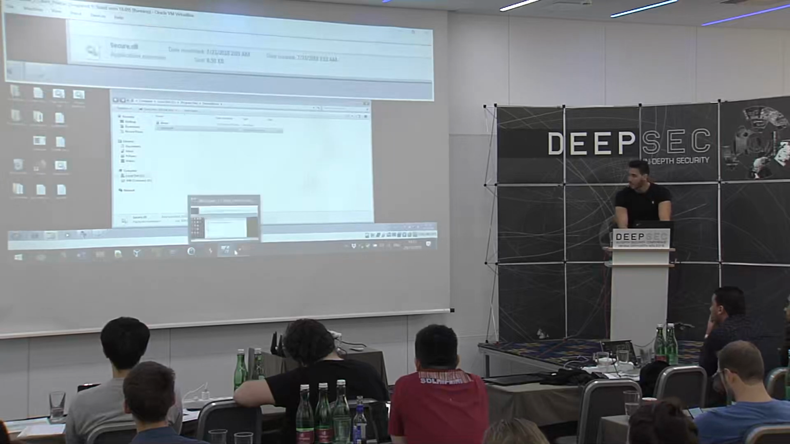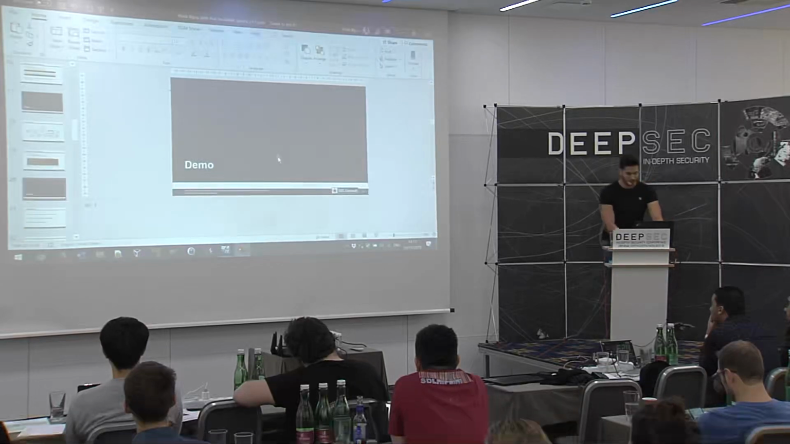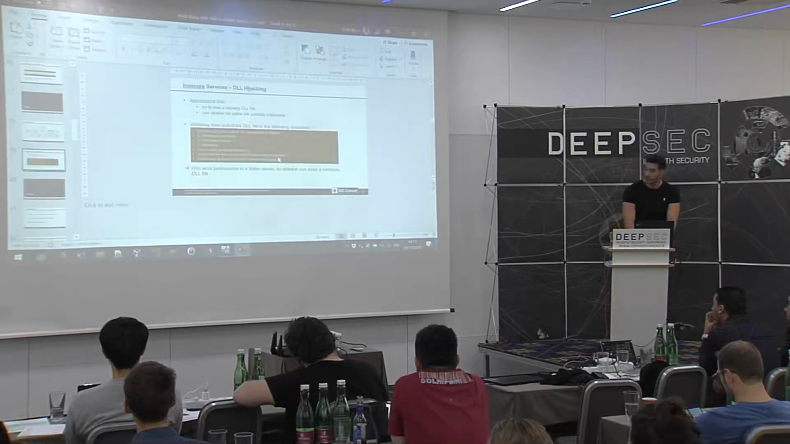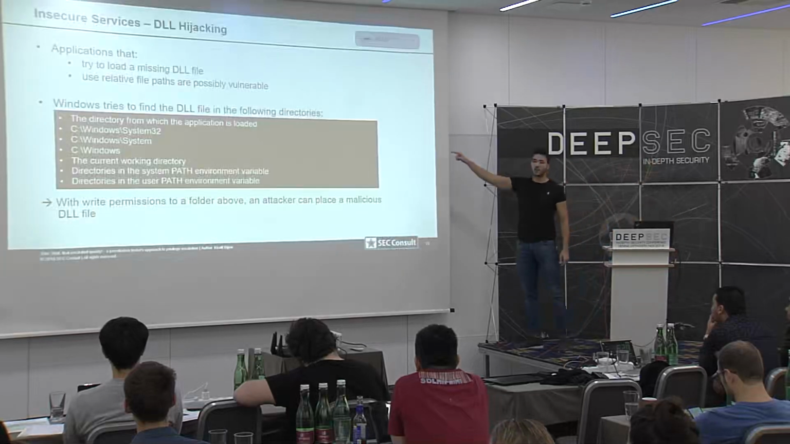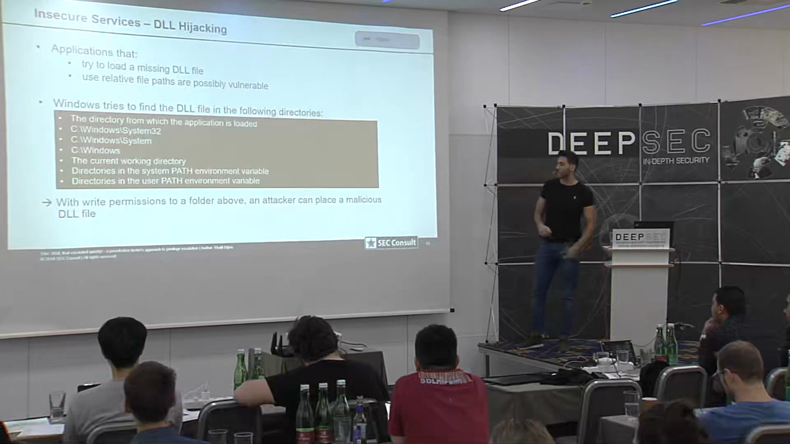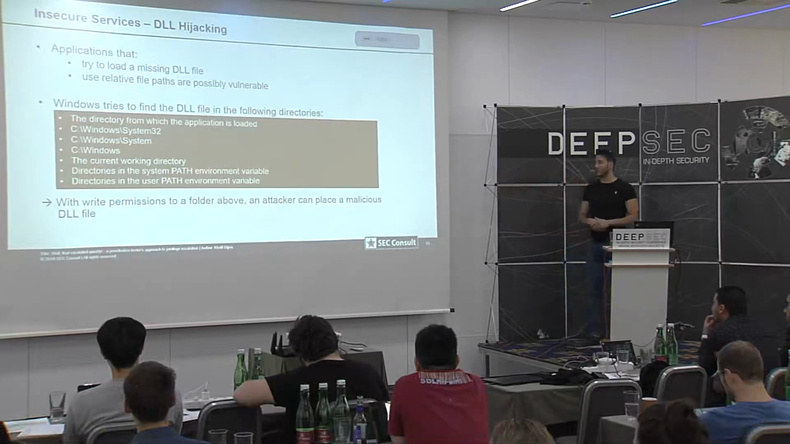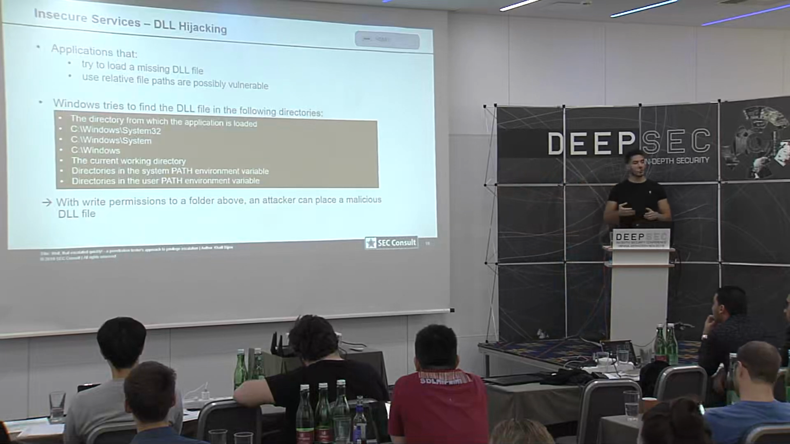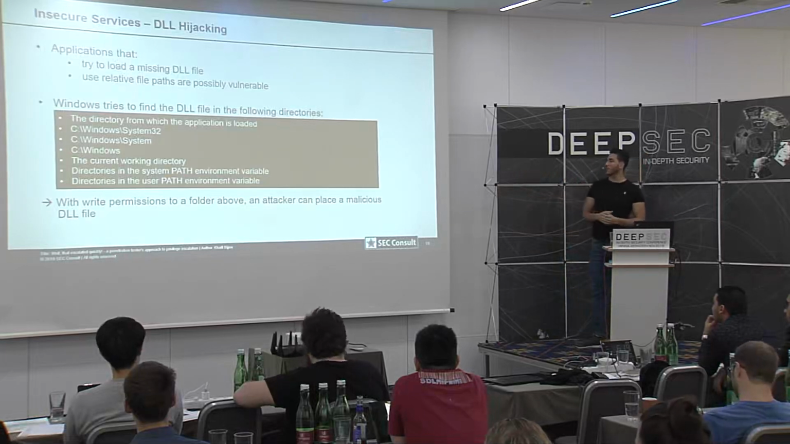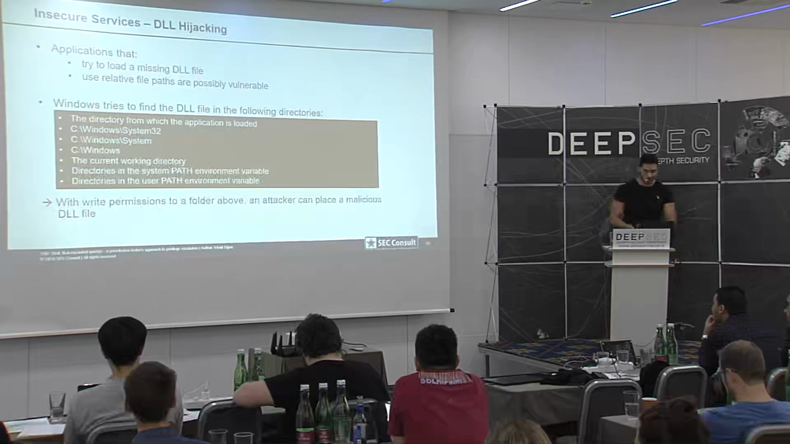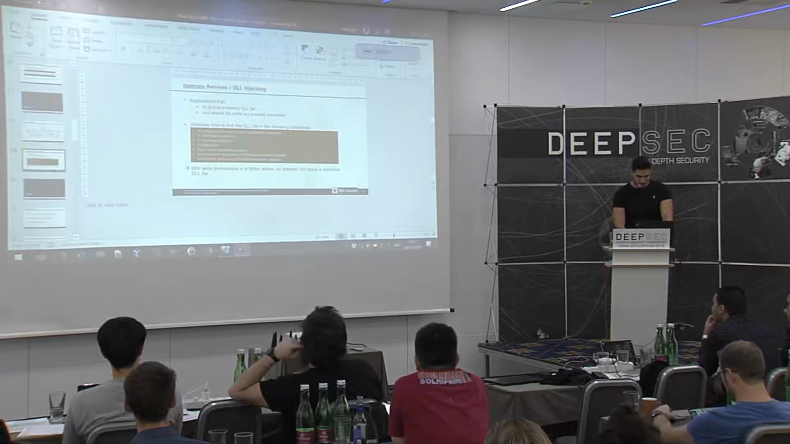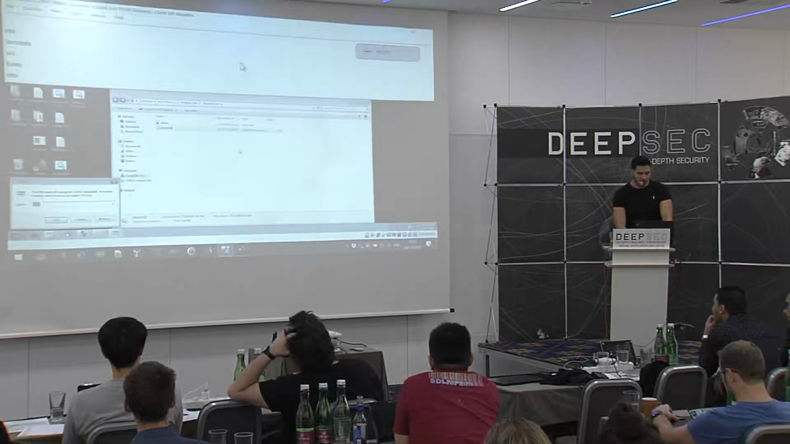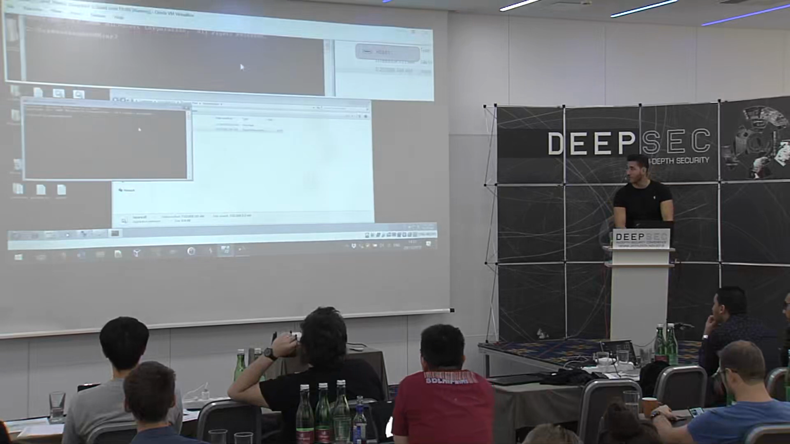If you go back to this search order of Windows, it will try to find the DLL in the same directory. There is no DLL file, so it will continue the search. It will look in System 32, C Windows, the current working directory, and it will not find the DLL file. So it will look in the system path environment variable. So let's check out how the system path environment variable looks like.